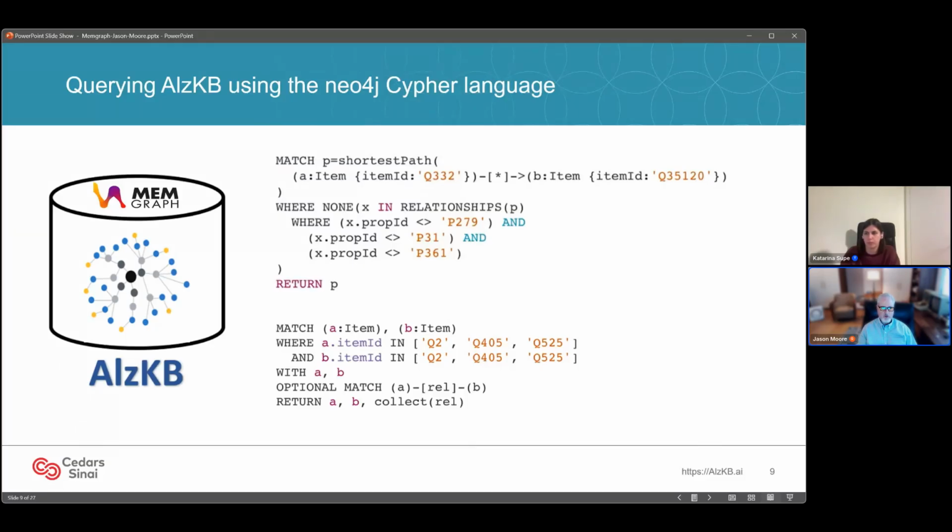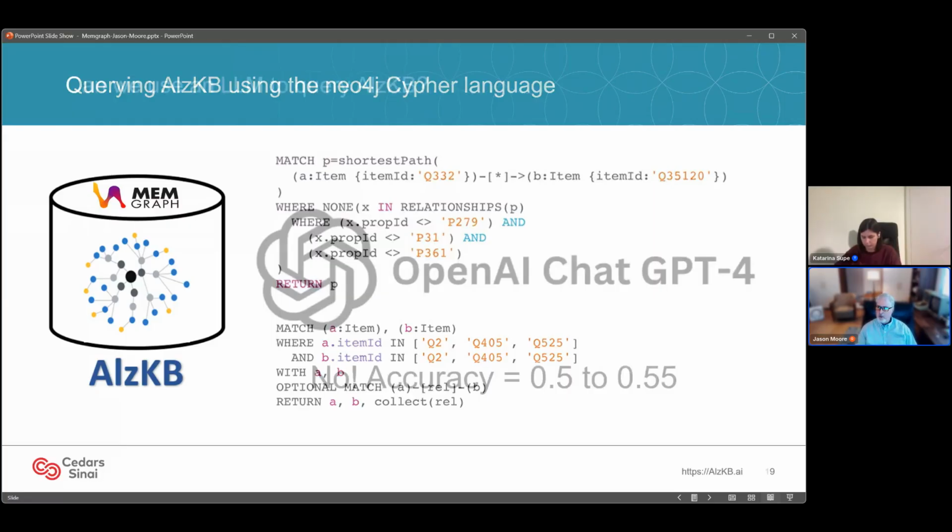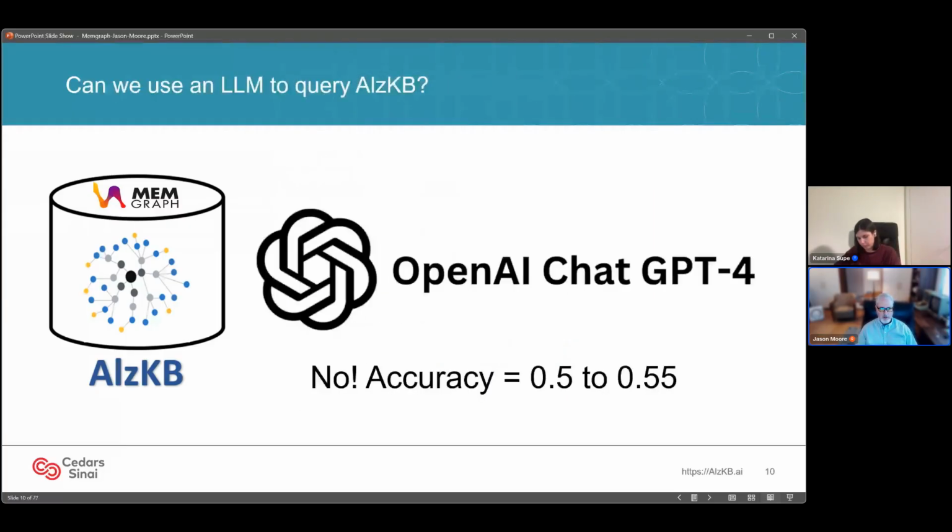So we want our biology and clinical users to be able to query the knowledge base and use it without having to learn Cypher. That led us to thinking about ChatGPT as a tool to help query the knowledge graph.